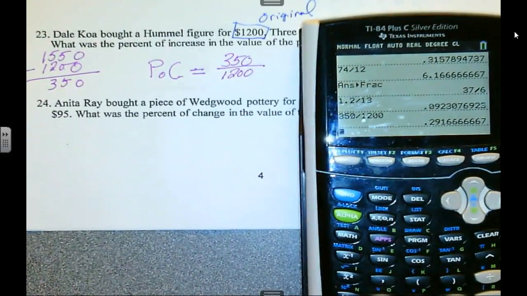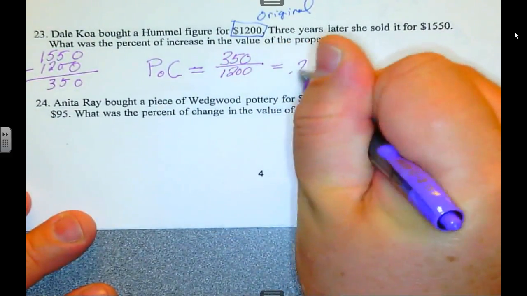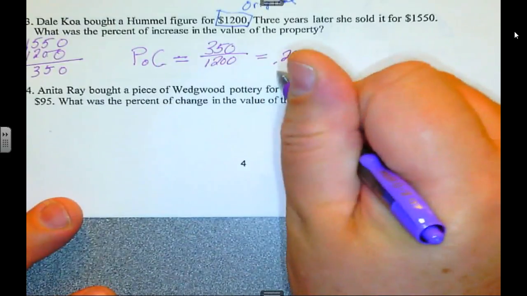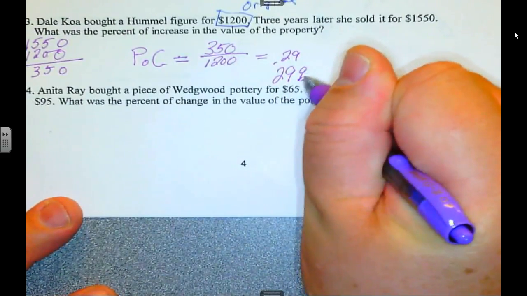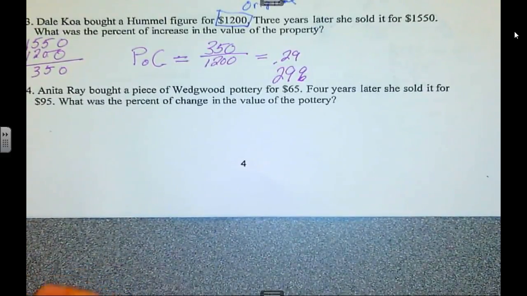I'm getting 0.292, 0.29. Or if you really want to put it as a percentage, 29%. If you give me 0.29, I'm happy with that.